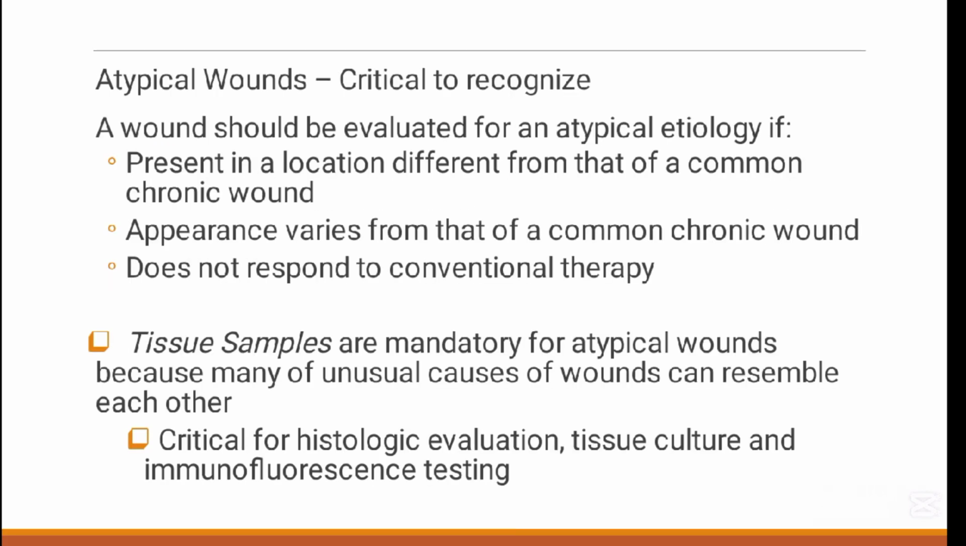A wound should be evaluated for an atypical etiology if it is present in a location different from that of a common chronic wound, appears different from a common chronic wound, or does not respond to conventional therapy. Tissue samples are mandatory for atypical wounds because many unusual causes of wounds can resemble each other. They are critical for histological evaluation, tissue culture and immunofluorescence testing.